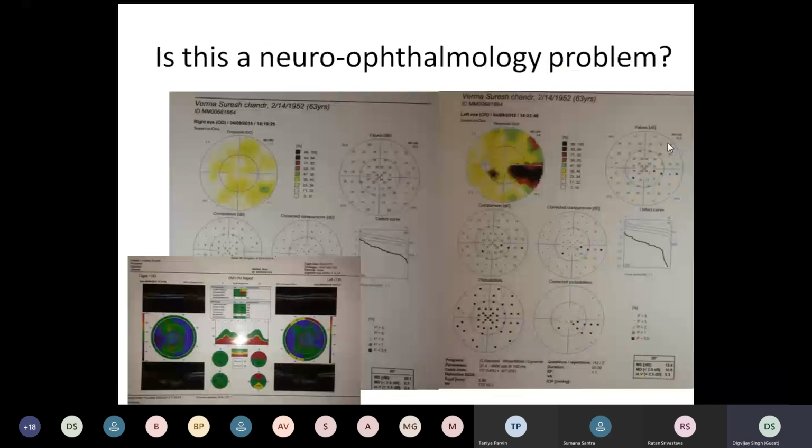Now let's look at this field. Is this a neuro-ophthalmology problem? All of you look at this field. You can see the right eye field looks more or less okay, with mild generalized depression. In the left eye, there is a problem in the nasal field, and the OCT shows a superior thinning. So an isolated nasal field defect, is this a neuro-ophthalmology problem?